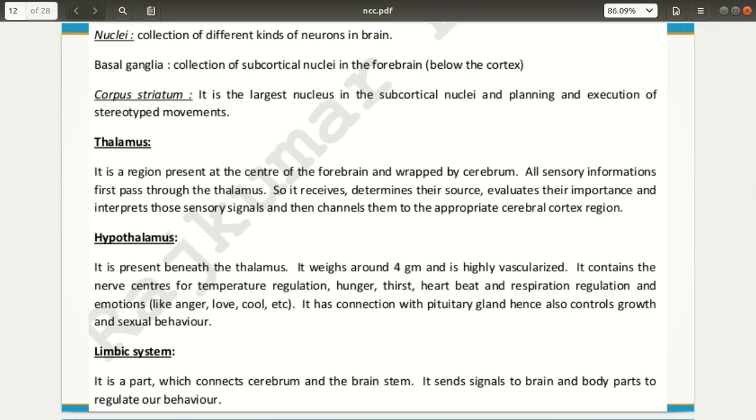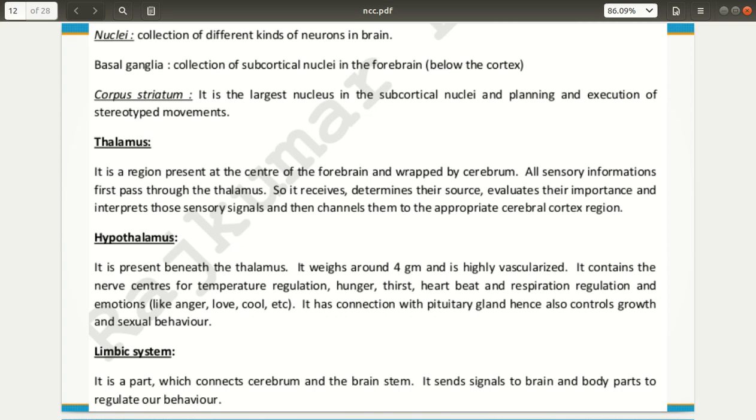Nuclei are a collection of different kinds of neurons in the brain. Basal ganglia is a collection of subcortical nuclei in the forebrain. The corpus striatum is the largest nucleus among the subcortical nuclei and is involved in planning and execution of stereotyped movements. The thalamus is the region present at the center of the forebrain and it is covered by the cerebrum. All sensory information first passes through the thalamus. It receives, determines the source, evaluates the importance and interprets those sensory signals and then channels them to the appropriate cerebral cortex region.